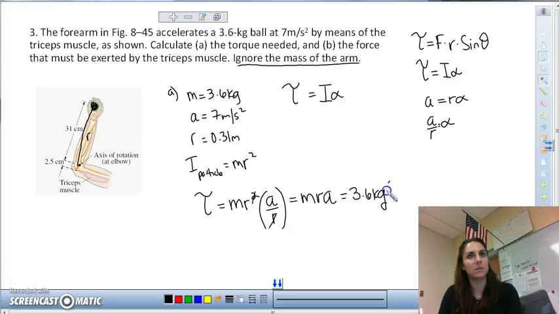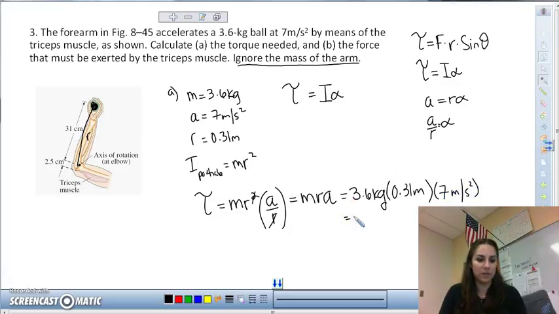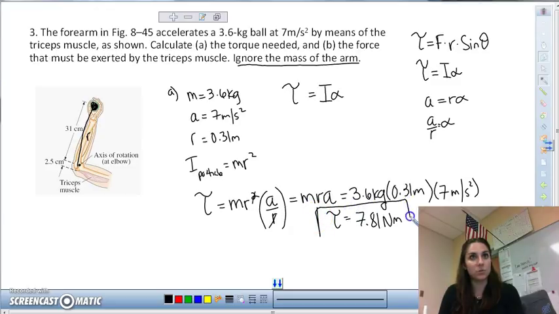With all the information we have, 3.6 kilograms times r times a. And when we solve this out, 3.6 times 0.31 times 7, we get a torque of 7.81 Newton meters. And that's our net torque. So that's the torque needed.